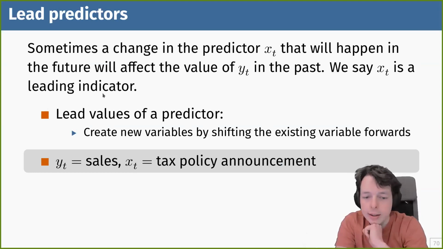So lags are particularly useful if you have leading predictors, something that usually happens after the announcement. So sales might lag the announcement of a policy by a few days, or the number of insurance quotes might lag the number of advertising by a few days as well.